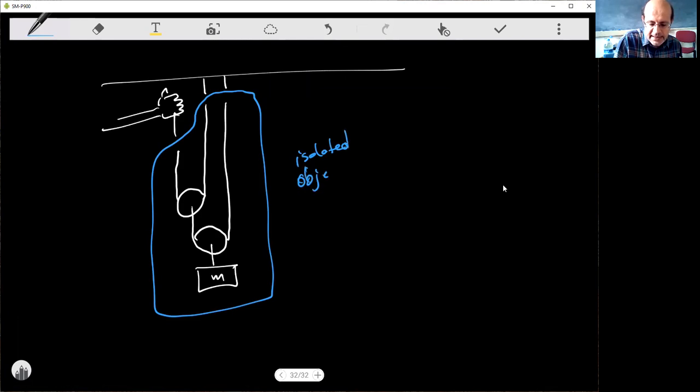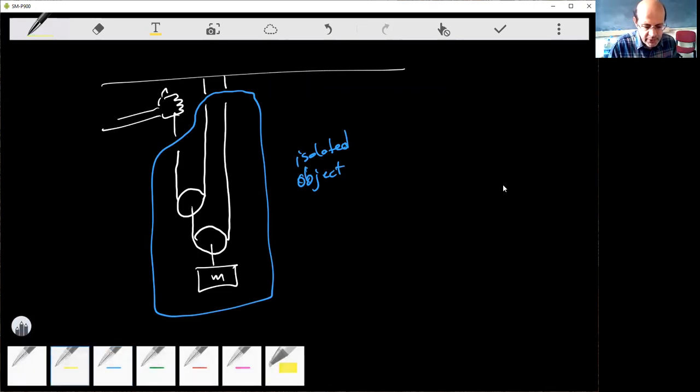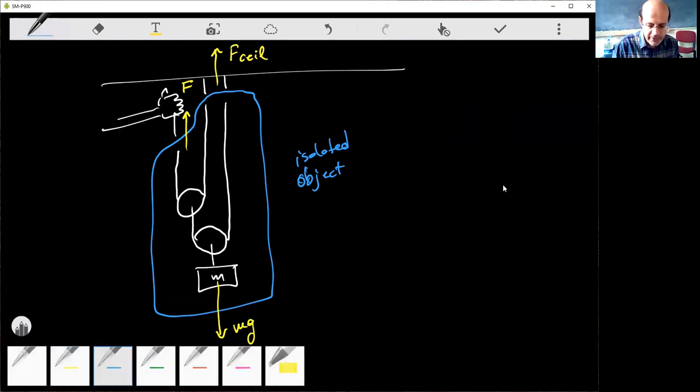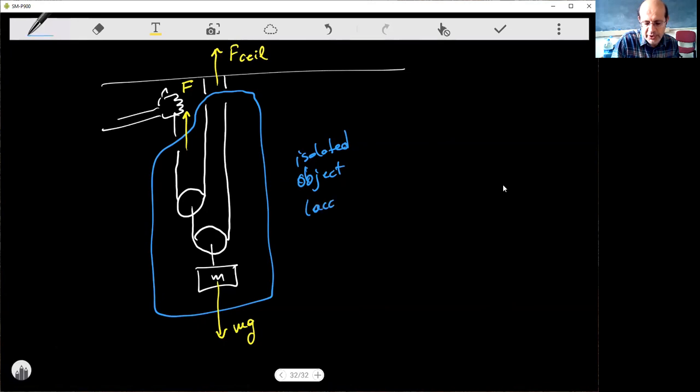This object is interacting with something outside. What is it interacting with? Well, it's interacting with the hand. The hand applies a force on it, equal to F. It's also interacting with the ceiling somehow. The ceiling applies a force on it. And it's also interacting with the Earth, the whole planet, actually. The Earth is applying a force on it, so that's basically equal to mg. And as a result of that, I know that the acceleration of the object is equal to 0.